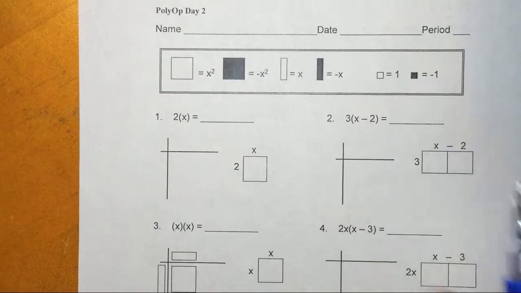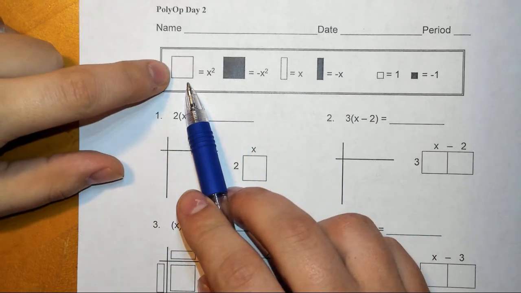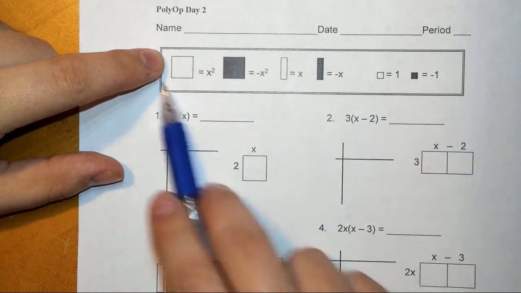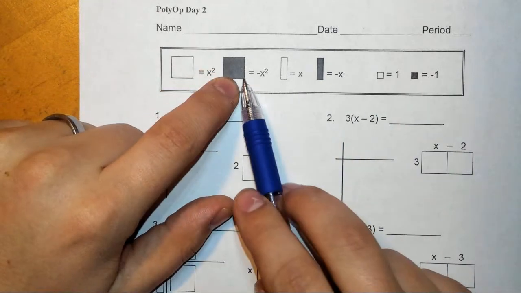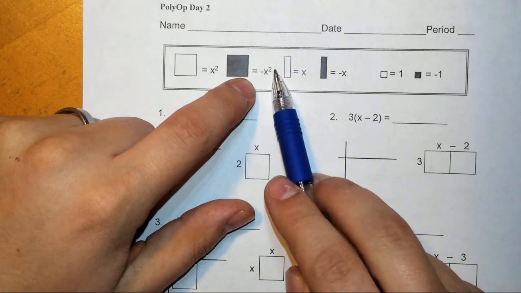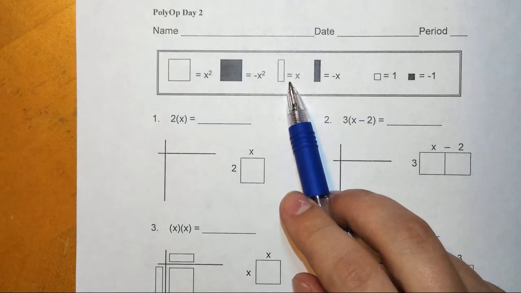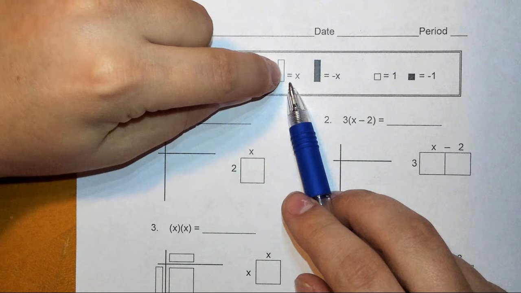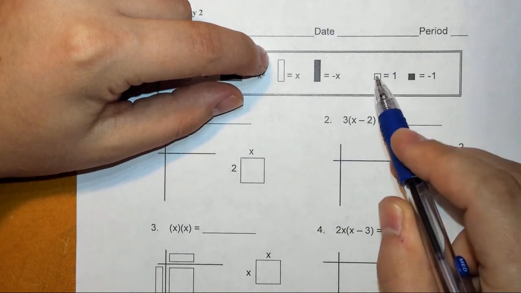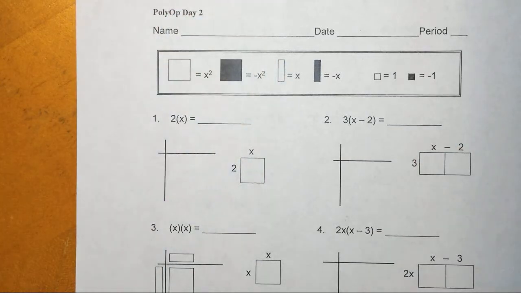Okay, before we get into that, let's talk first about what these tiles represent right here. So right here, this big one, this big square, it's an x squared term, right? We've got this nice legend for us here. When it's white, it's positive. When it's filled in like this, it's negative. Same thing with our x's. These are the tiles that you're familiar with from middle school. So you got your x and your negative x. You've got your little unit square and then your negative unit square.